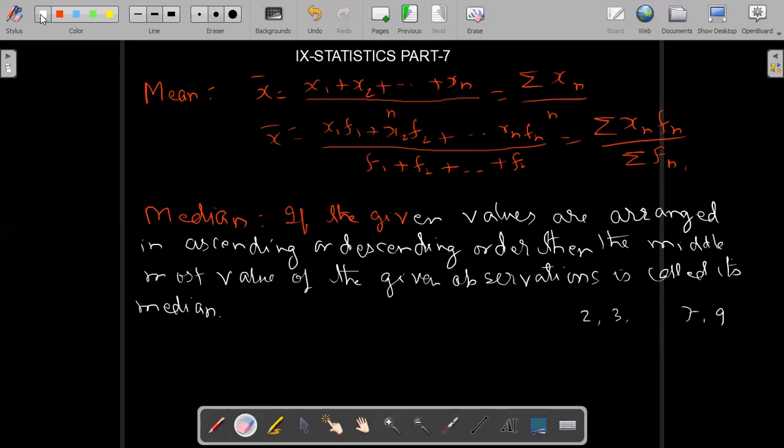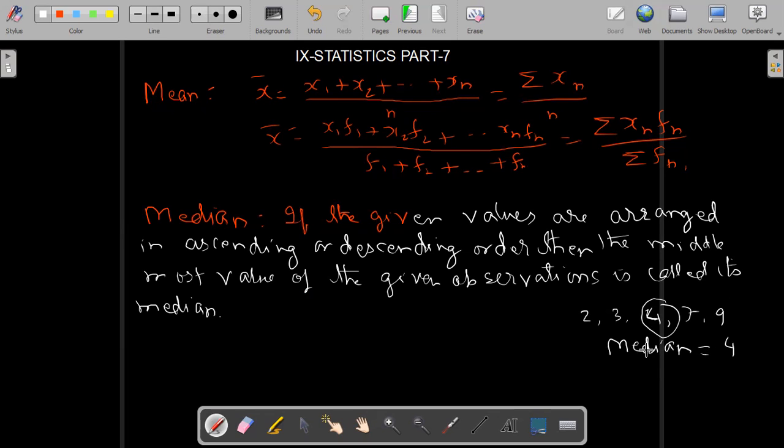These are the 5 total values. I have written them in ascending order. If not written, you have to first write them in ascending order, then take the middlemost value. This is the middlemost value. This is the median of this data. The median is 4 here.